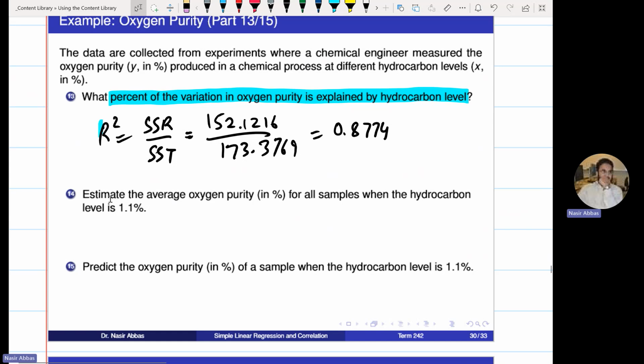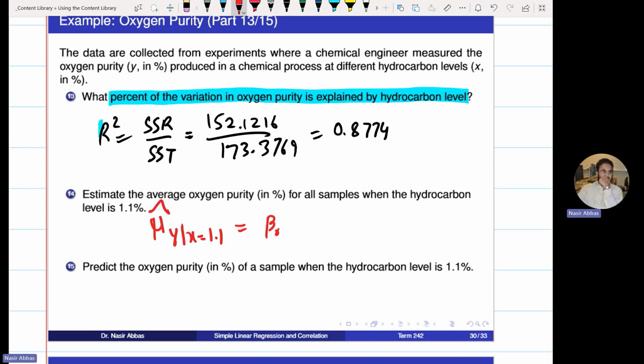Clear? What if the question was, what percent of the variation in oxygen purity is not explained by hydrocarbon level? 1 minus this thing, 12 point something. Okay. Next question. Estimate the mean of y when x is 1.1. Estimate that. What is that?